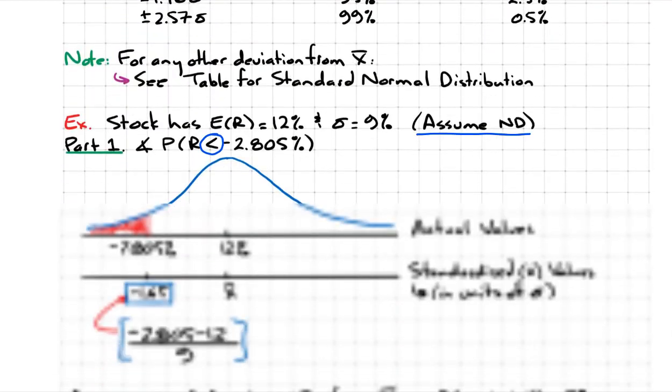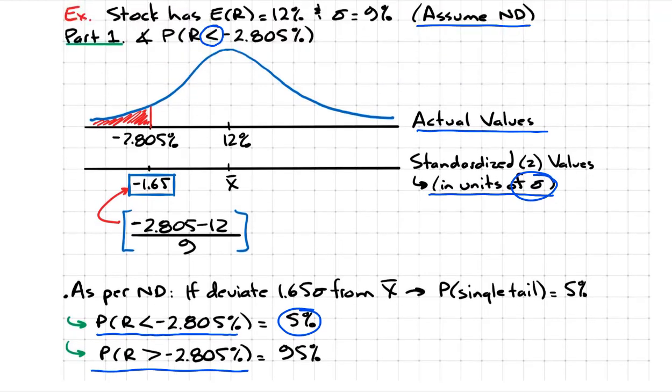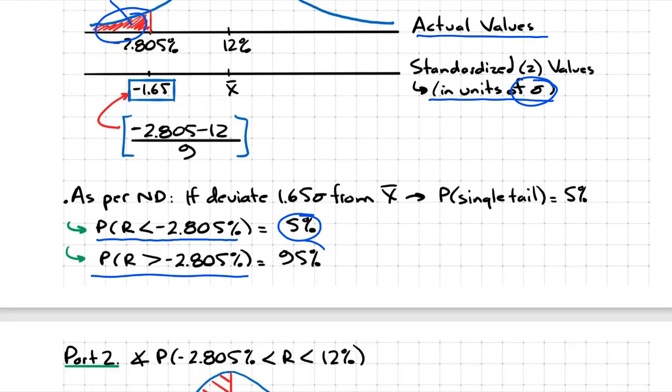So let's go back to our question. So the probability that the return will be less than minus 2.805% is 5%. So now we can work backwards and say, okay, if that's 5%, what's the probability that the return will be greater than minus 2.805? Well, we know that the area under the curve represents all observations. In other words, the area under the curve is 100%. So if this tail is 5, then the body would be 95%. And that's exactly what we got.